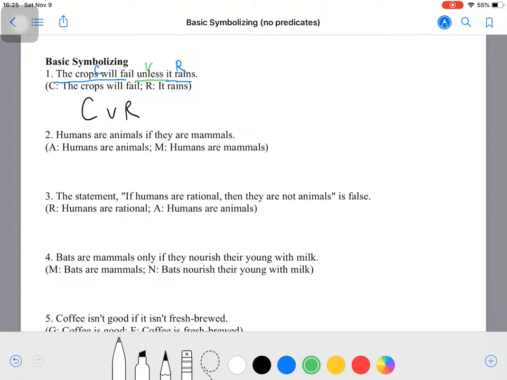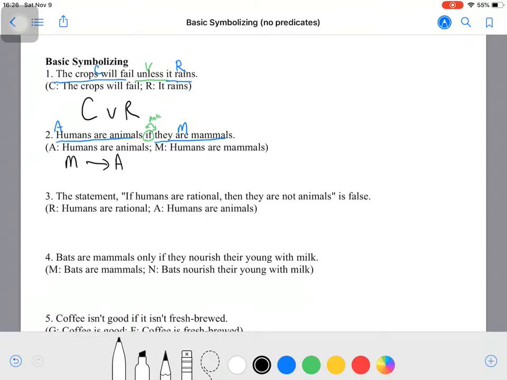We're going to do the same thing for sentence 2. So we notice that we have an if. That means everything after the if is going to be in the antecedent. It also means that everything before the if is actually going to be our consequent. Then we underline it. Humans or animals is an A. They, humans, are mammals is an M. And then we have to remember to switch the sides. Since it says if they are mammals, then they are animals.